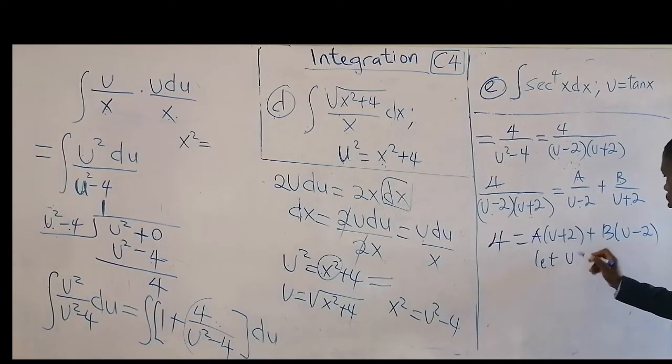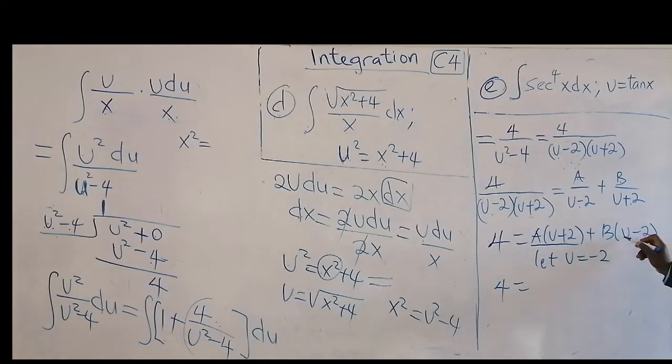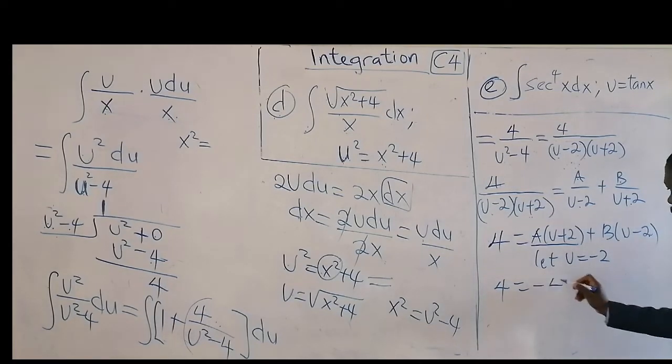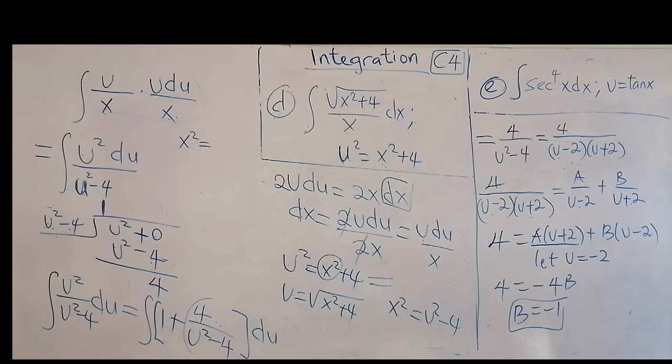Okay, so what do we do now? Let's make u equal to minus 2. Do the substitution. The moment we do that, A goes to cancel, so we have 4 equals minus 2 minus 2, that's minus 4, minus 4B. So my B here is equal to minus 1. Then another substitution: let u be equal to 2. If u is equal to 2, I'm going to have 2 plus 2, so 4 is equal to 4A. So A is equal to 1 in this case.